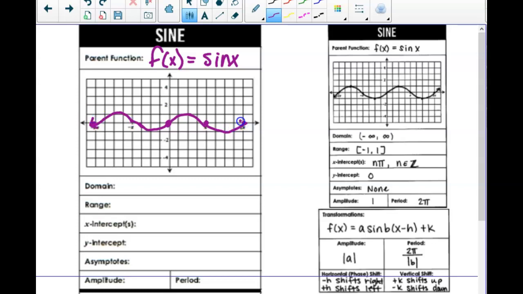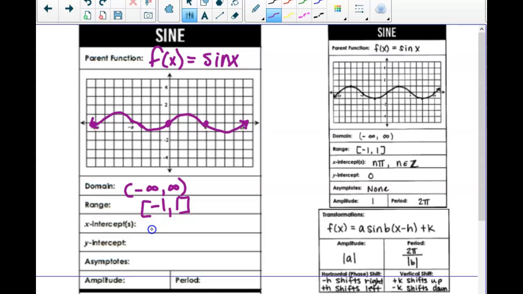Okay, so the domain left to right is all real numbers. Does that make sense, guys? Because it's a function that continues doing that pattern. Can you tell me what the bottom and top numbers were, though? Do you remember? Yep. So bottom to top would be -1 to 1.